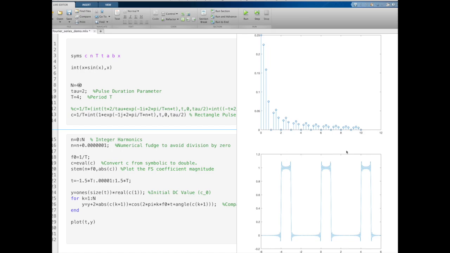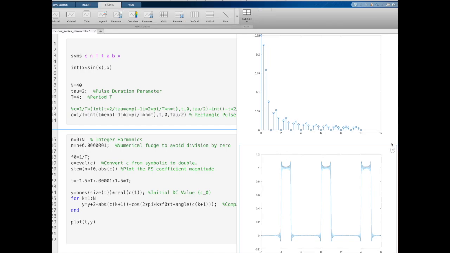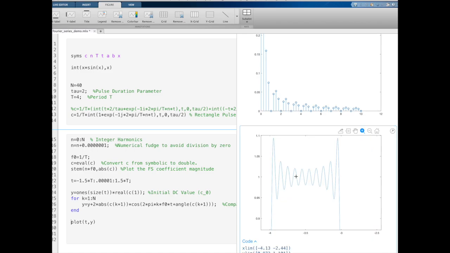But what I alluded to when I first started the discussion about the rectangular pulse was, if you look at this and zoom in, you see this ringing effect that shows up whenever you have a point of discontinuity. This is the Gibbs phenomenon.